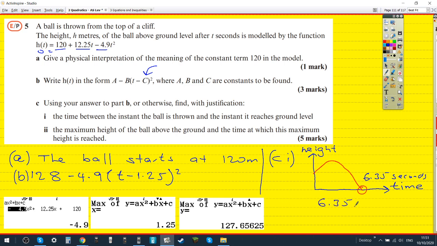And so this is like 0 seconds. It's thrown. When does it hit the ground? It's when the height is 0. When the height is 0, you know, that's 6.35 seconds. And question 2, C, part 2.